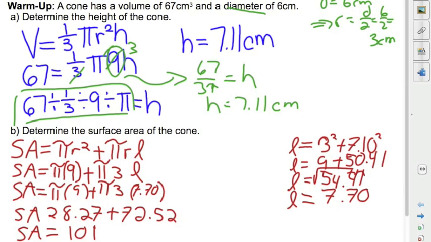Then pi times 3. Okay, so we put brackets in between things, just separating, making it clear what's going on. So 3 times pi times L. And here is, well, we don't know what L is. We don't know what the slant height is. So Veronica nicely goes off to the side and says, well, here's our equation. Missing a square root there. So 3 squared plus h squared.